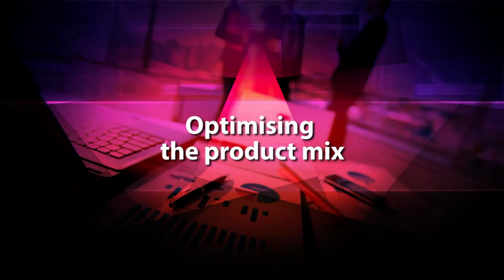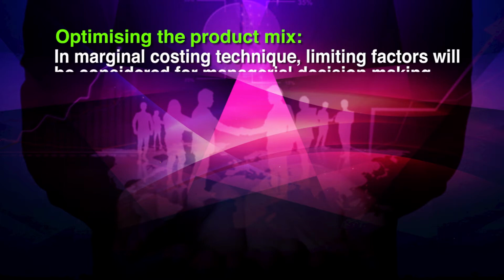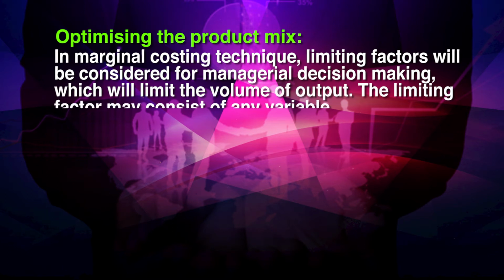Optimizing the product mix. In case of multi products and multi lines of activity, the problem arises as to which product or sale mix will yield maximum profit. Such problems can be solved by marginal costing technique. It helps in discontinuance of non-profitable products and lines of activity which will not even cover their variable cost. In marginal costing technique, limiting factors will be considered for managerial decision making, which will limit the volume of output.